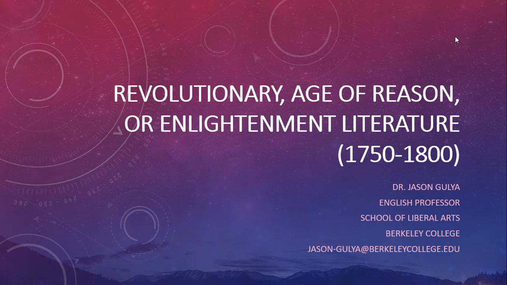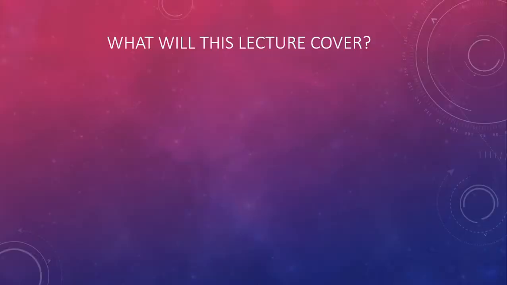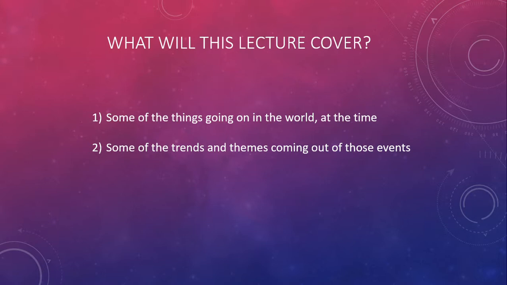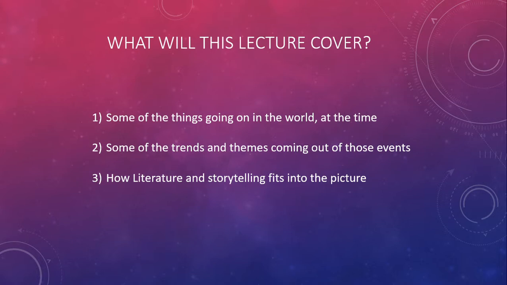I'm incredibly excited to talk to everyone today about revolutionary Age of Reason or Enlightenment literature. So this is from 1750 to 1800 in colonial America and the soon-to-be United States. In this lecture, I'm going to walk you through the basics of some of the things going on in the world at the time. Secondly, some of the trends and themes coming out of those events. And thirdly, how literature and writing fits into that larger picture.